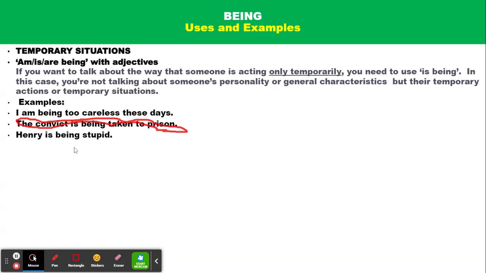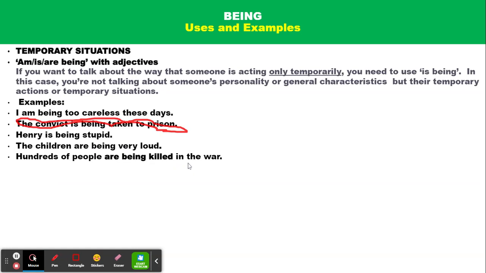Let's look at another example, which is Henry is being stupid. Stupid is an adjective. So this is a temporary situation. It doesn't mean that Henry is stupid all the time, but in this particular situation, it's just a temporary situation. He was temporarily stupid at that point in time. The children are being very loud. This may not describe their usual behavior, but in this particular instance, they are being very loud.